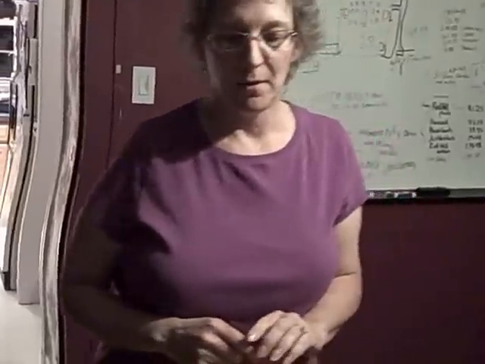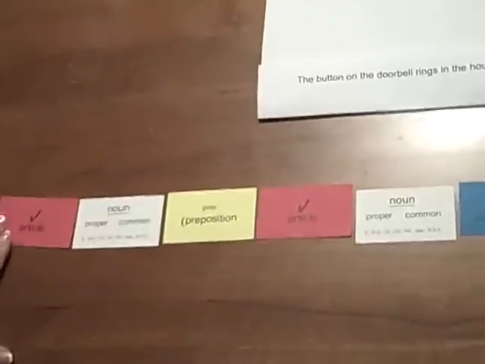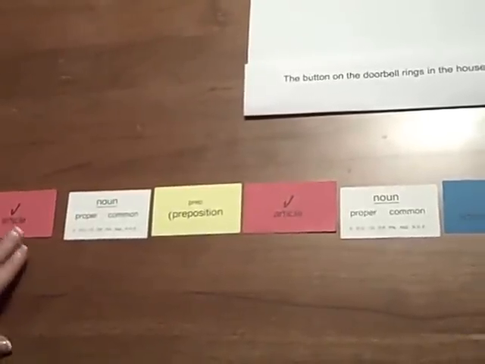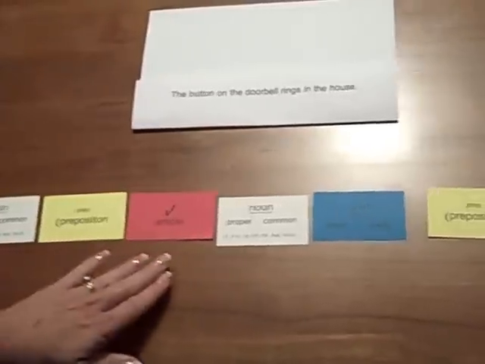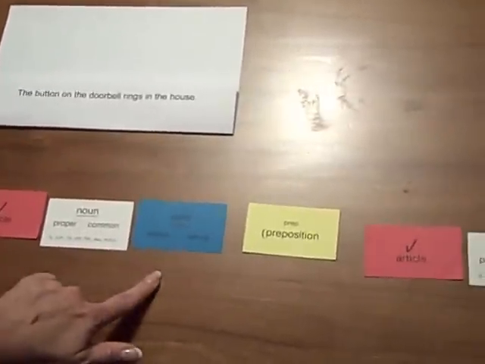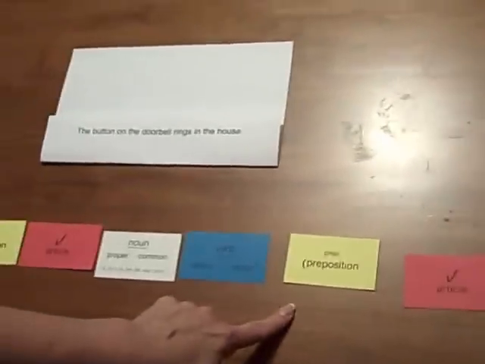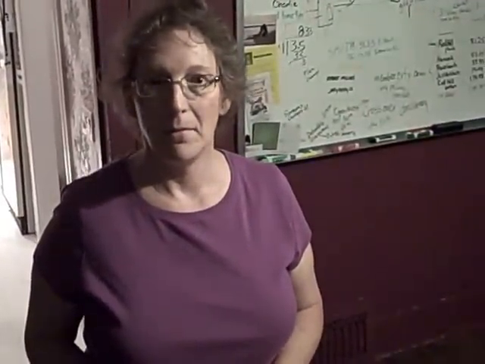And you can see that one team has already done this. They have set out the cards in the correct order. So we have an article card here for the word the, a noun for button, preposition for on, article for the, noun for doorbell, verb for rings, preposition for in, article for the, and noun for house. And so this particular team then would have received the point because they were able to put the sentence in the proper order using the correct parts of speech cards.